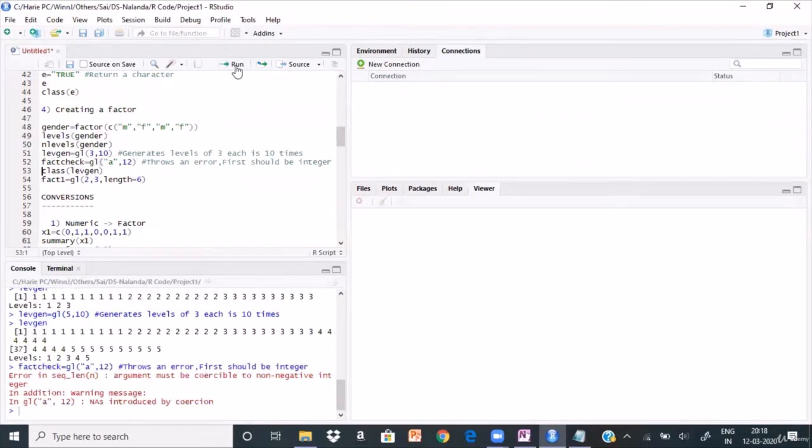Right? So when I try to run this command, it gives you an error. Please remember this. Please note this. When you try to generate the level using your alphabet in this command, I'm trying to generate the level A, generate the levels for A times, each one repeating 12 times. That is what it is here, right? I want to generate the 3 levels starting from 1, and each one is repeated 10 times. So that is not going to happen.